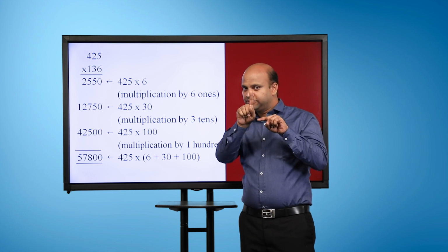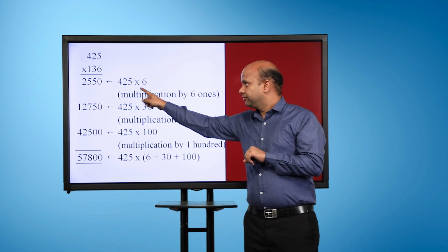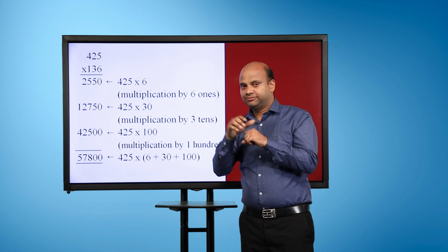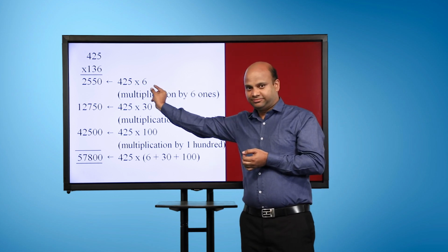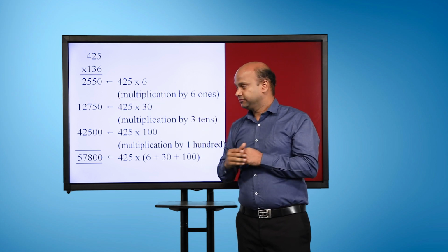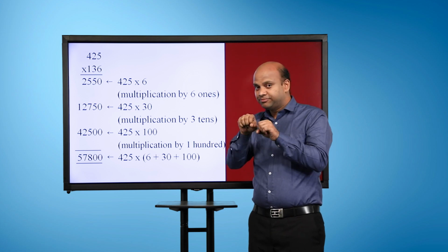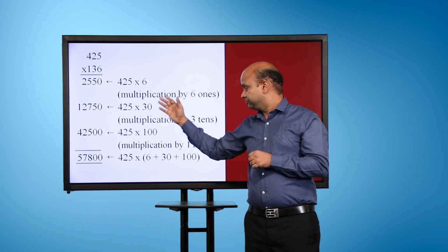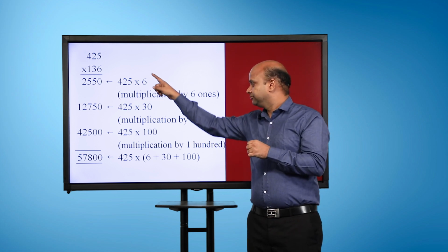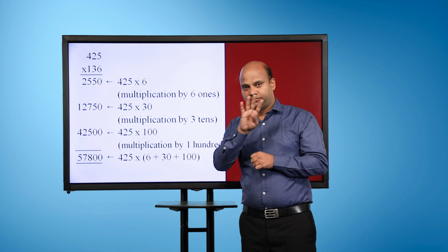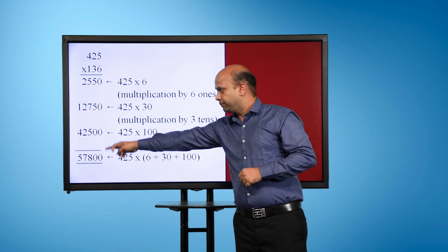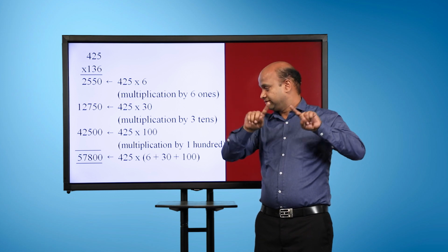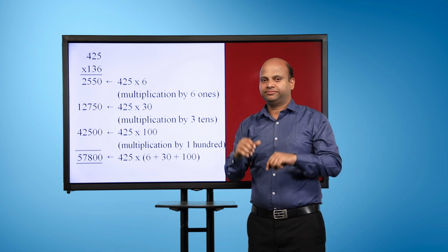425 multiplied by 136 is equal to 2,550 (425 multiplied by 6, this is multiplication by 6 ones), 12,750 (425 multiplied by 30, multiplication by 3 tens), 42,500, and the total 57,800. That is, 425 multiplied by, in brackets, 6 plus 30 plus 100.